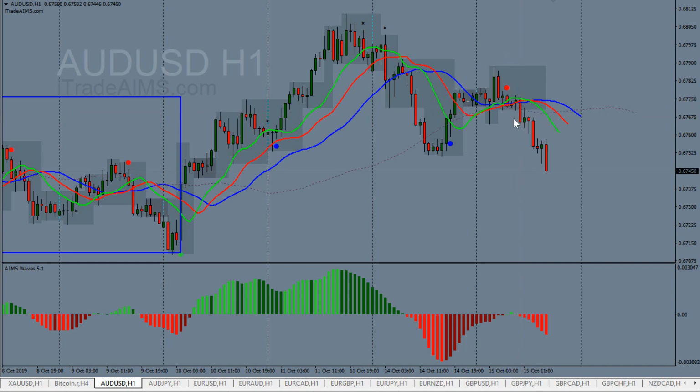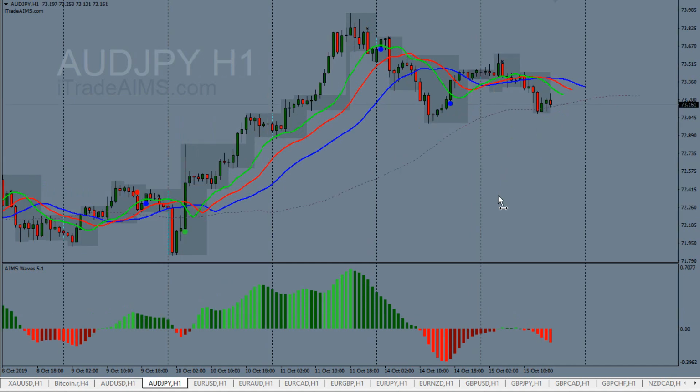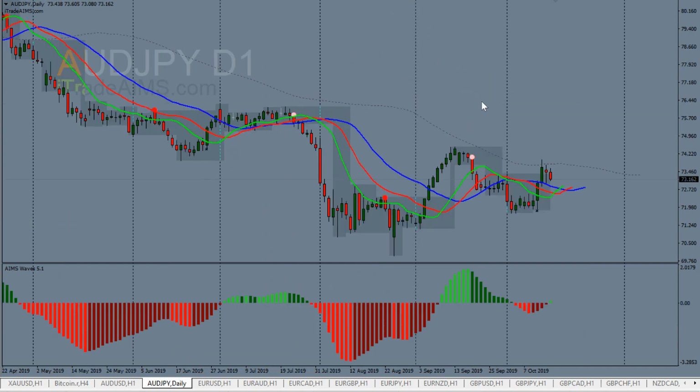Now this would not be a setup 1 or a setup 0. This would be a different setup based on the waves. So we don't take these ones, not for now. So let's go to the next chart, Australian dollar yen. Let's go to the daily.